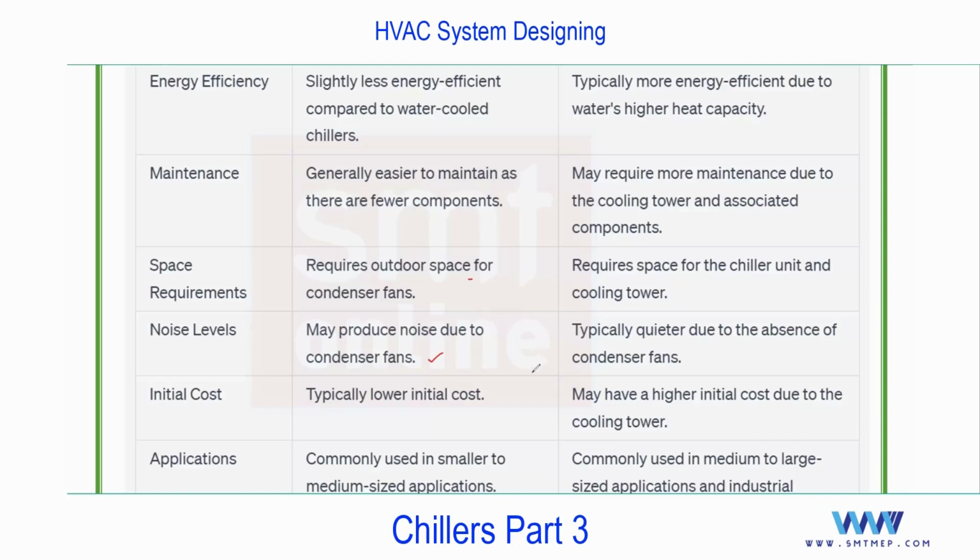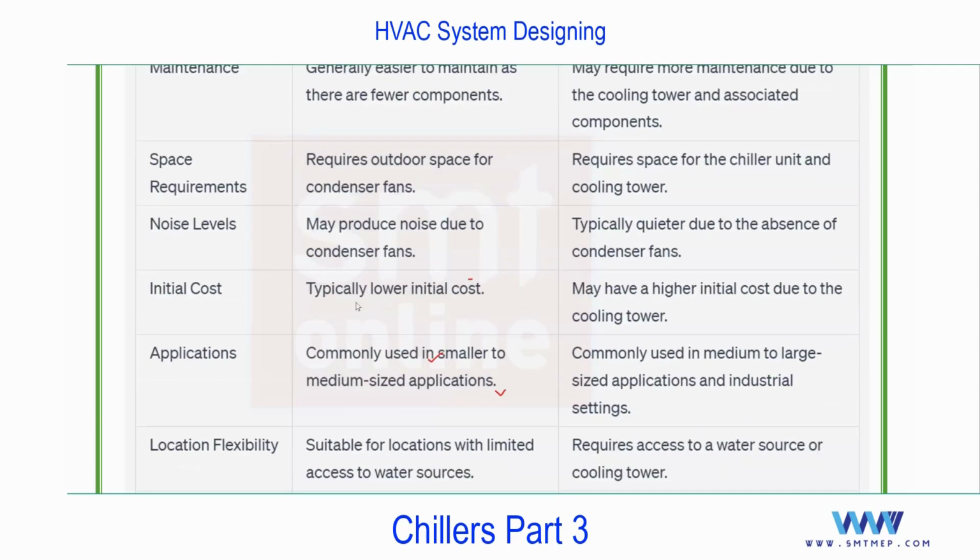Initial cost, obviously, for water cooled is going to be higher, while air cooled typically has less initial cost. I'm talking about air cooled and water cooled, not compared with the DX system. So air cooled chiller costing is less compared with the water cooled, because you'll find the additional cycle in the water cooled system.